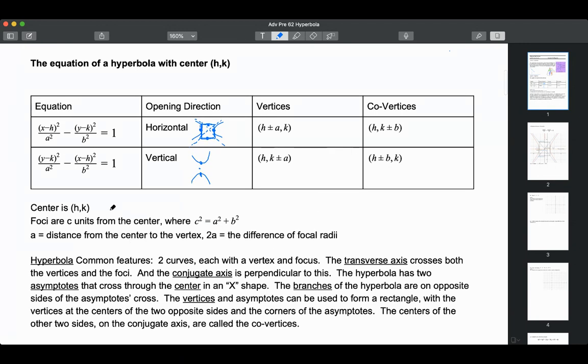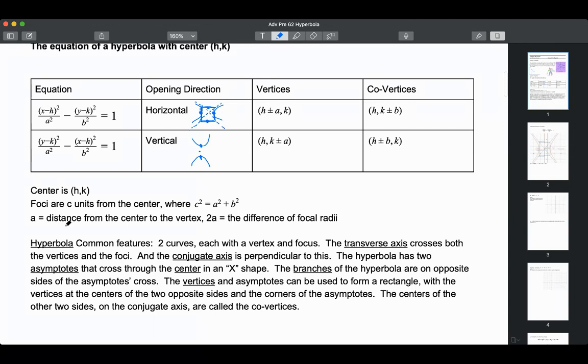So again, my foci are c units from the center. Just like an ellipse, c squared is a squared plus b squared. a is my distance from the center to the vertex. So here is my distance a, here's my distance a, whether it's horizontal or vertical. My transverse axis is the axis that goes between my two vertices and the center. And then the conjugate axis is the one that's perpendicular to those and goes through the co-vertices.